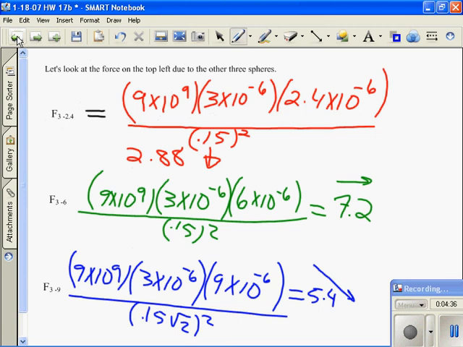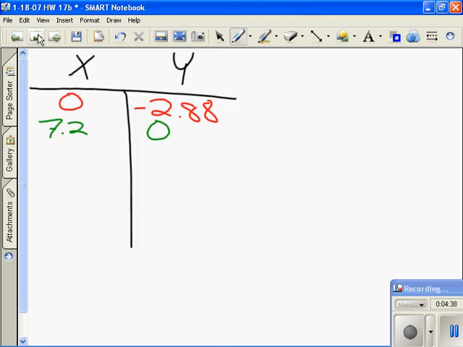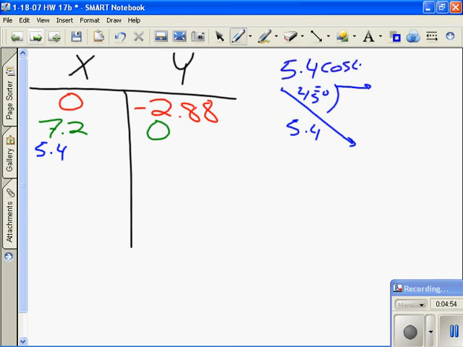Yeah, okay. 5.4, pulling it straight to the right. So I have this. Actually, not straight to the right. It's 5.4 this way. This is a 45-degree angle. So it's 5.4 cosine of 45 degrees and 5.4 sine of 45 degrees.